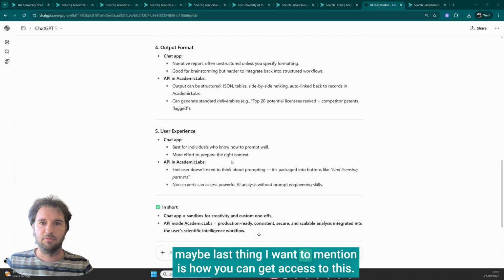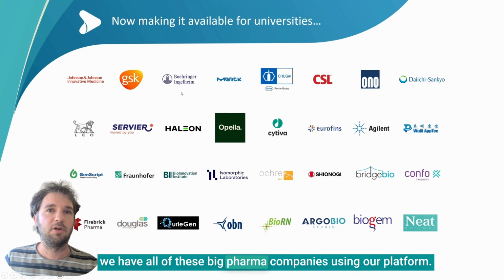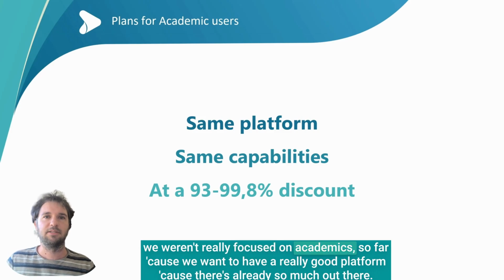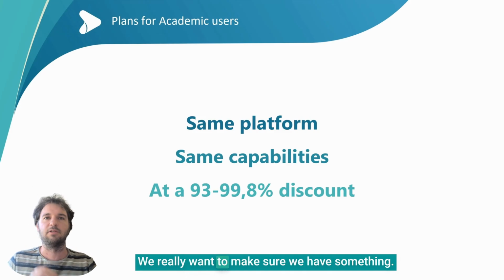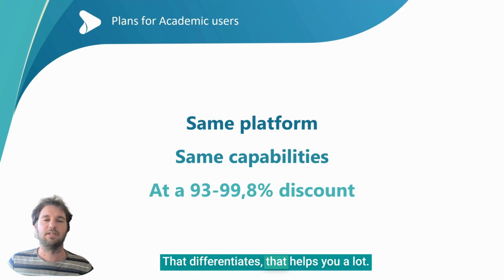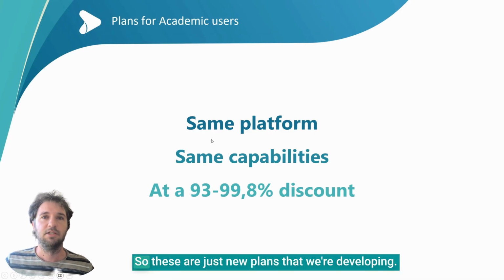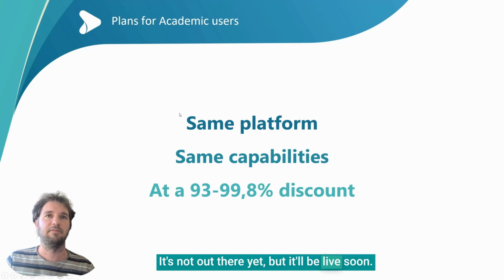Maybe the last thing I want to mention is how you can get access to this. We have a lot of big pharma companies using our platform now. We are going to start with plans for academic users. We weren't really focused on academics so far because we want to have a really good platform, because there's already so much out there. We really want to make sure we have something that differentiates, that helps you a lot. So we provide the same platform, the same capabilities, but at a 93 or 99.8% discount. These are just new plans that we're developing. It's not out there yet, but it will be live soon.